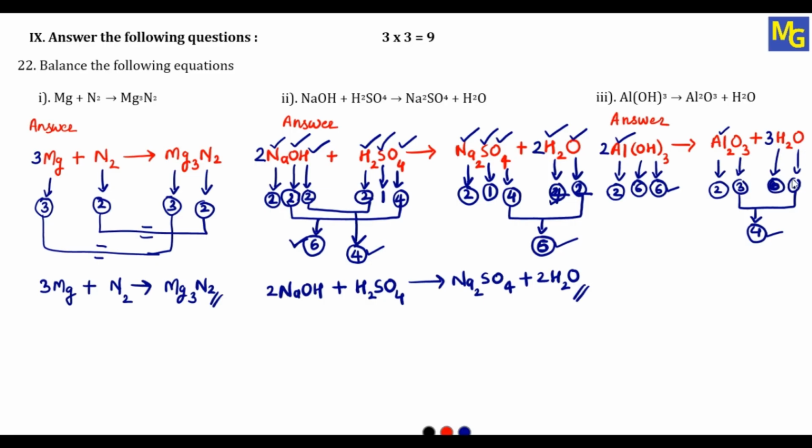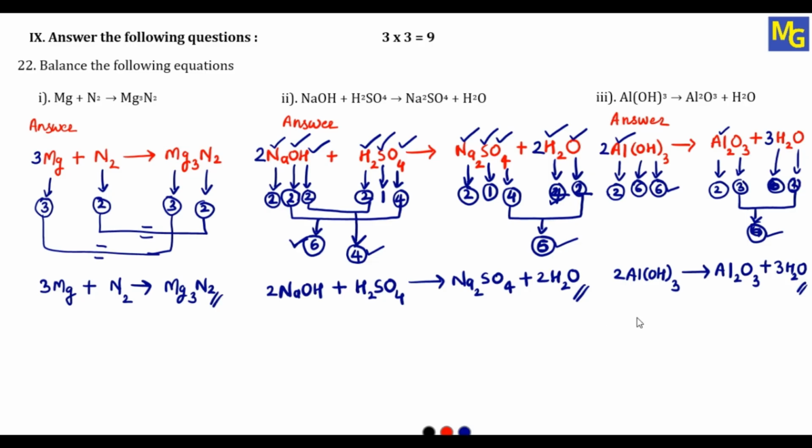And here oxygen also became 3. These 3 and these 3, so this total also became 6. And in such a way oxygen and hydrogen also got balanced. So I'll write it here, balanced reaction. So 2Al(OH) thrice gives Al2O3, and then we will write 3H2O. So this is the balanced equation, that is the third one.